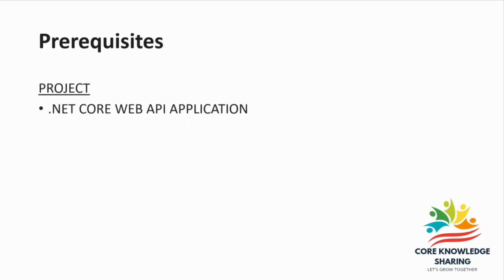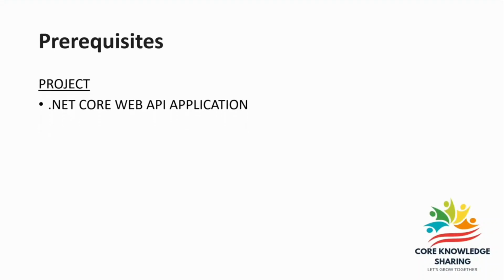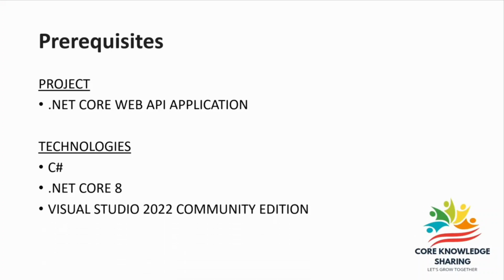Now let's talk about a few things you will need to know for this course. In this course, we will integrate GraphQL into an existing ASP.NET Core Web API project. It is always a good idea to have a basic idea of how a Web API project works, but it is not a requirement. I will be using C# as my programming language. As the framework, I will use the latest version, .NET 8. And as the development tool, I will use Visual Studio 2022 Community Edition, but you can use either 2022 or a later version.